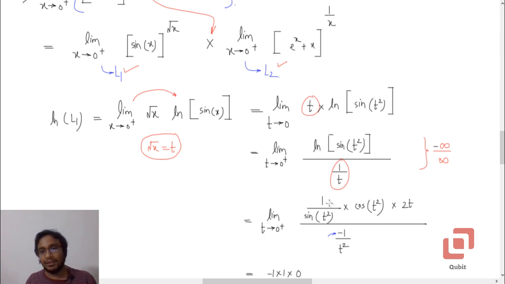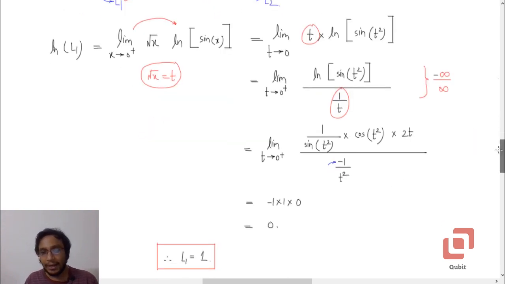The derivative of log of sine of t squared is 1 upon sine of t squared into cos of t squared into 2t. That is an application of the chain rule twice. Okay, and then if I collect these two terms, the limit of that is going to be negative 1, sine theta by theta, but with the negative sign. Cos t squared is 1, and it is this 2t which will take the entire limit to 0. Okay, and therefore log of L1 is 0.